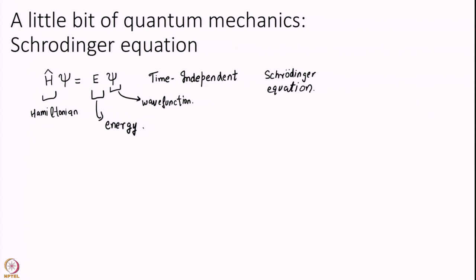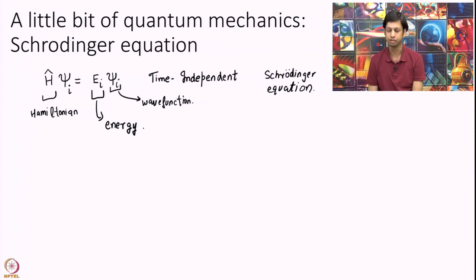Okay, so for any given system, if I give you the Hamiltonian, there are ways of solving this time independent Schrodinger equation, and there are actually multiple solutions to this equation. So, I put in the label i. At the end this turns out to be a differential equation. I am not going to write that differential equation. It is a very brief overview introduction to quantum mechanics. What is important is that your system exists in these concrete energy states E_i.